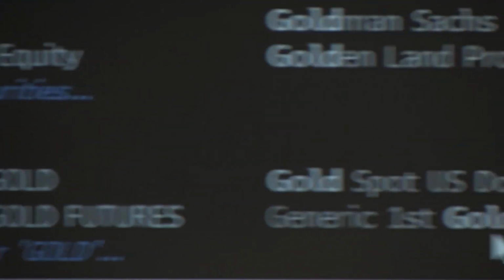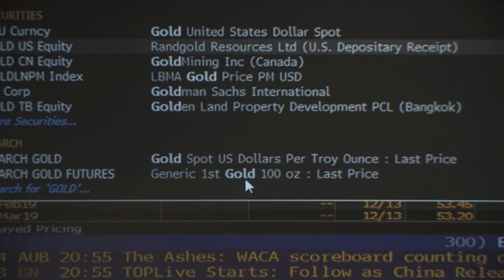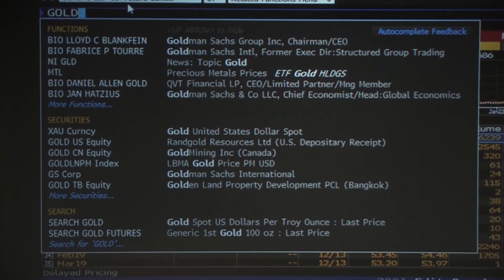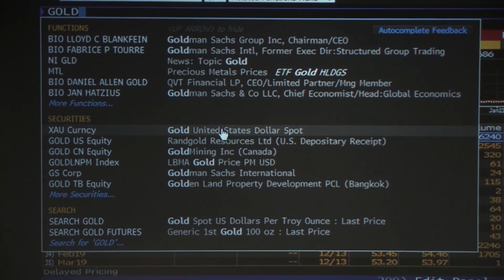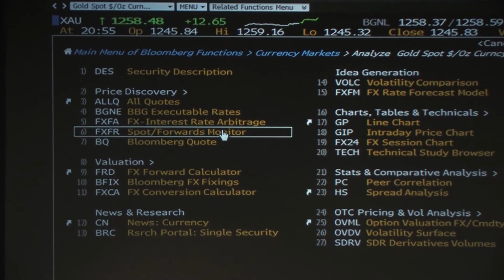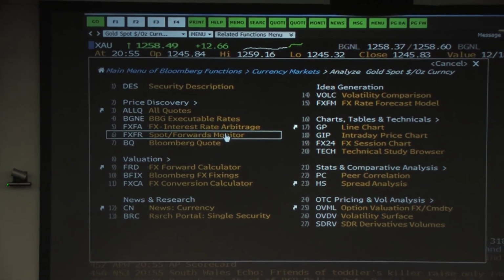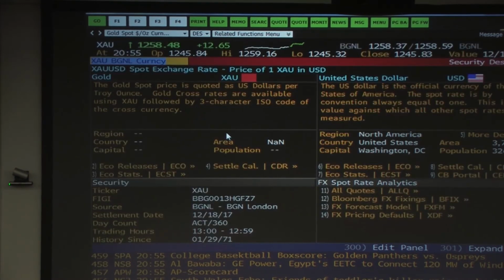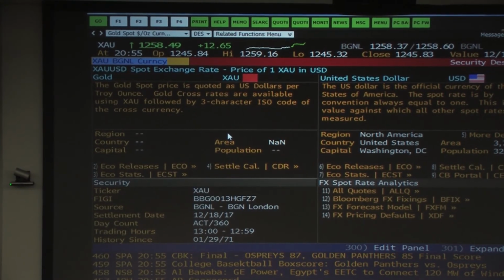So let's pull up another currency. What's everyone's favorite precious metal? Gold, of course. For gold, I believe the function is XAU. Yeah, it's XAU. Basically, if you look at this XAU function, it measures how much an ounce of gold costs in terms of dollars. And if you go to the description function, it'll say that.